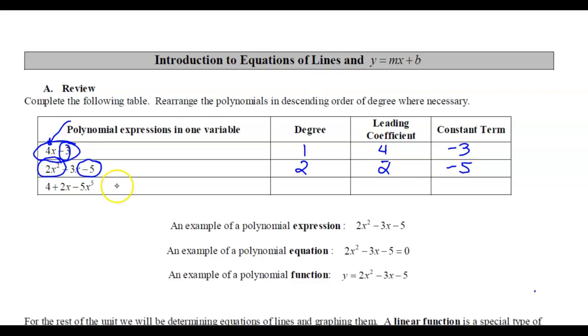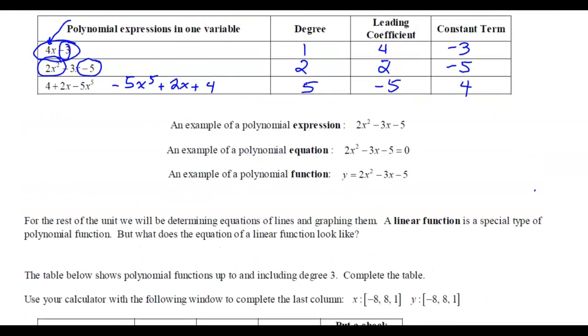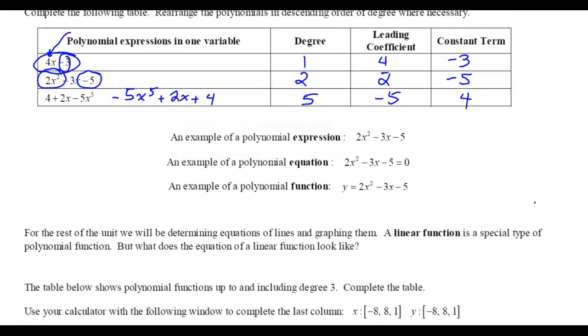Now the third one, as I gave you a hint, is not in descending order of degree. So we need to rearrange it. So the x to the 5th term goes first. And that's the degree of the whole polynomial. You don't add all the degrees together. That's only in a monomial. And then the leading coefficient is -5. Take the sign in front, and then the constant term is +4. Okay. So really, we're just asking you to identify those.